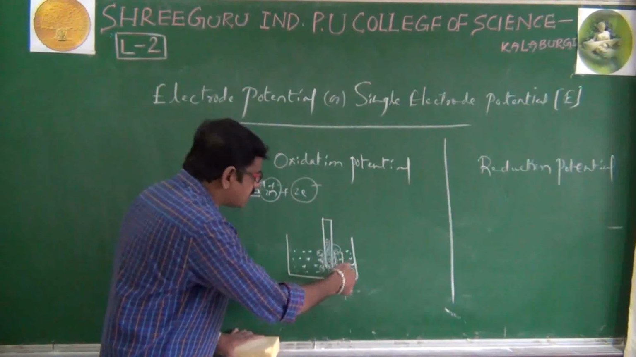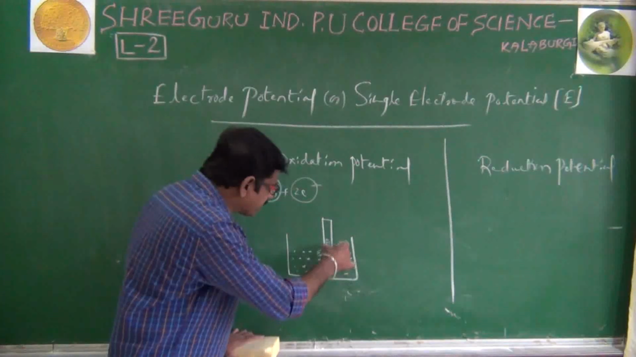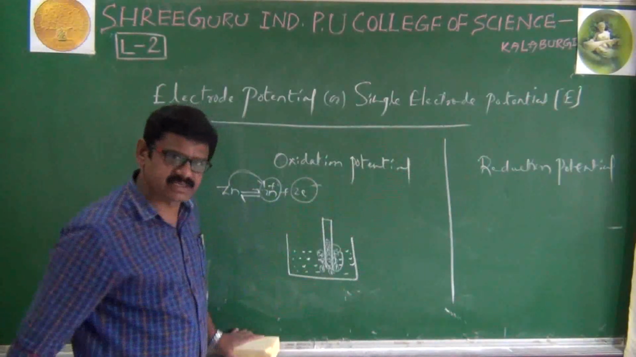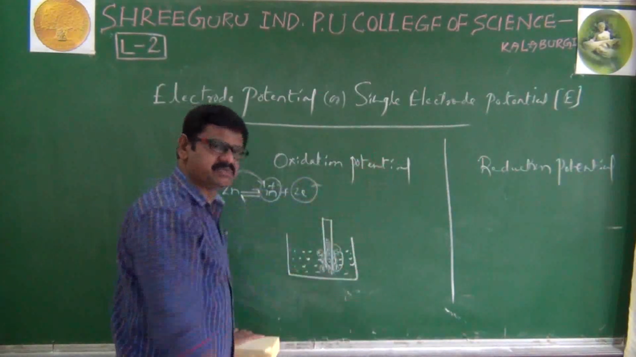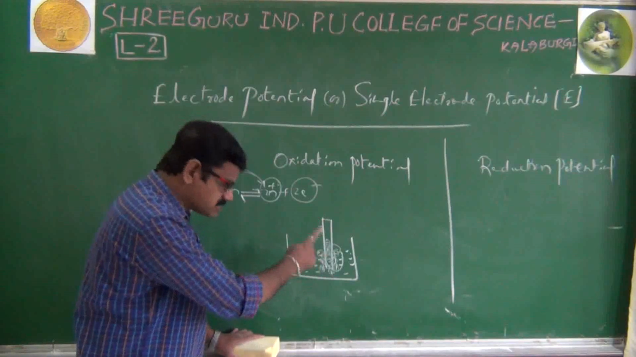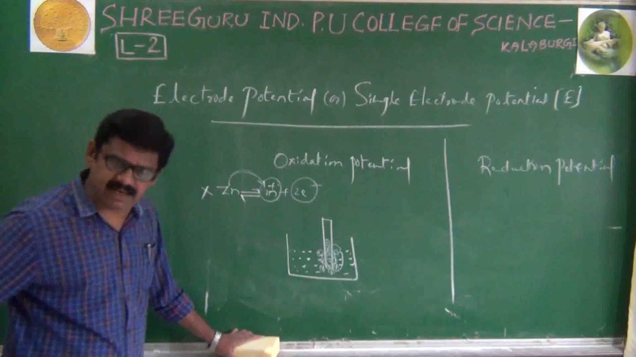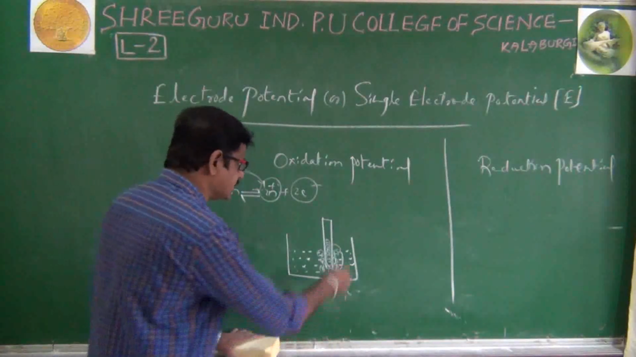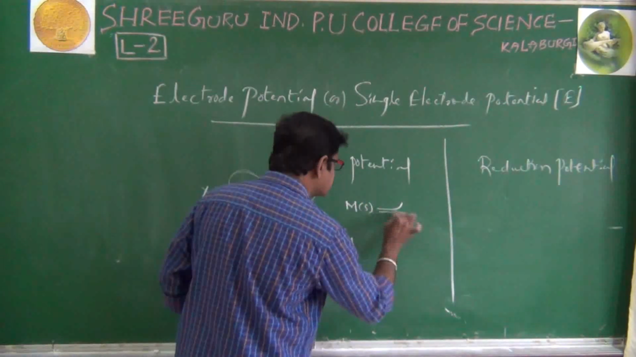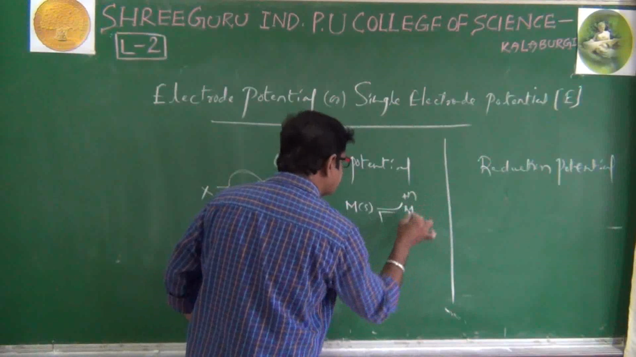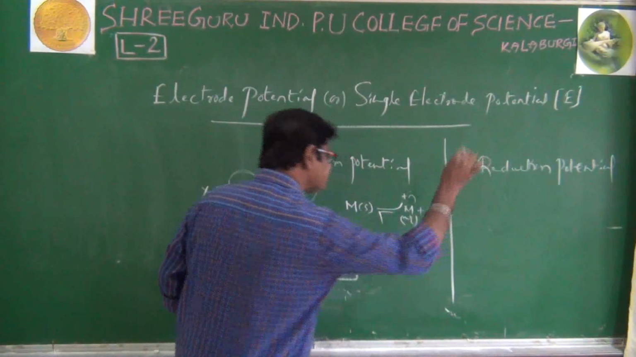Here the charge separation takes place due to the oxidation process. That is why this potential is called oxidation potential. Now, instead of showing zinc, we can show a general symbol: any metal M in the solid state, by losing n electrons, is converted to metal ions M to the power n plus, plus n electrons.